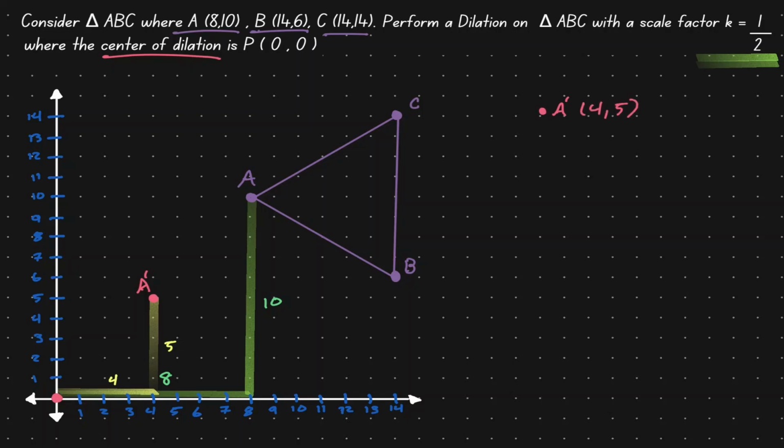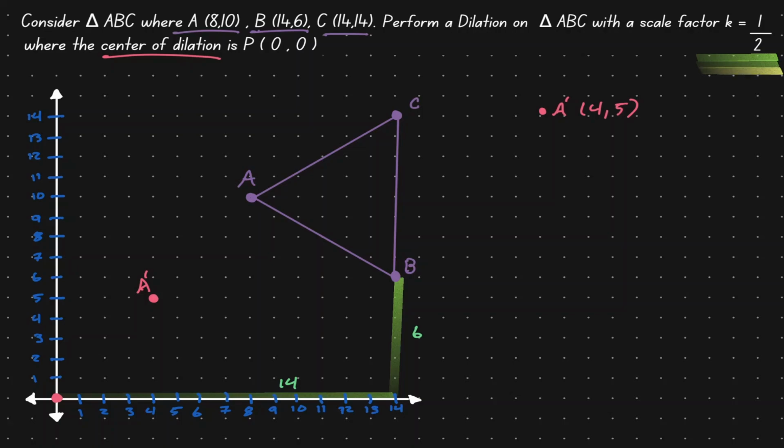Let's repeat the process for point B. So now for point B, instead of looking at the diagonal distance, let's look at the horizontal distance, which in this case is 14, and let's look at its vertical distance, which in this case is 6. But remember that our scale factor is 1/2, so let's halve that distance. From the center of dilation, let's move 7 units to the right, and instead of moving 6 up, let's move 3 units up. And it's at this location where we're going to find B prime.